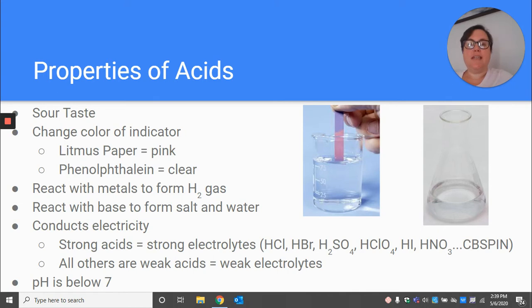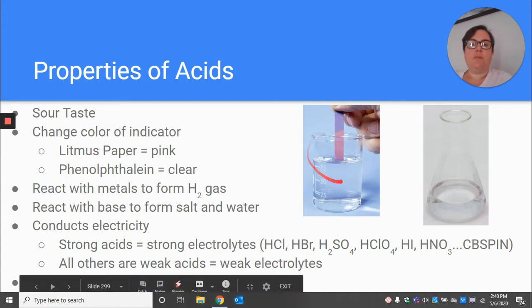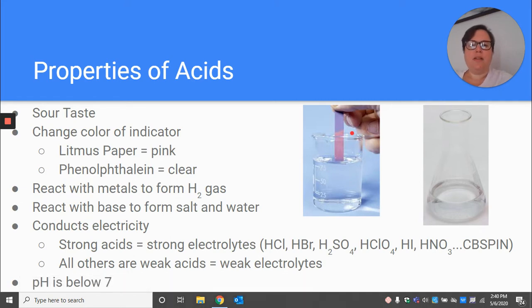Acids also change indicators. Indicators are substances that change colors depending on if they're in an acid or a base. Litmus paper, which is what this picture is showing you, is something that you probably played with in middle school or even elementary school, but it turns pink when it's in an acid. Phenolphthalein is a chemical indicator, and it remains clear when it's placed into an acid.